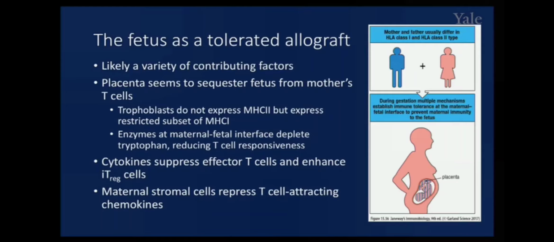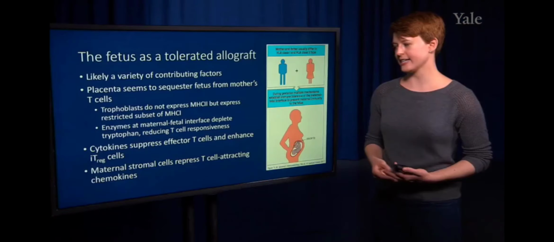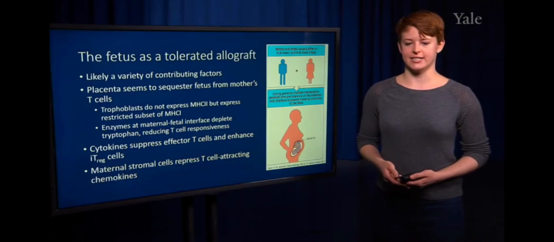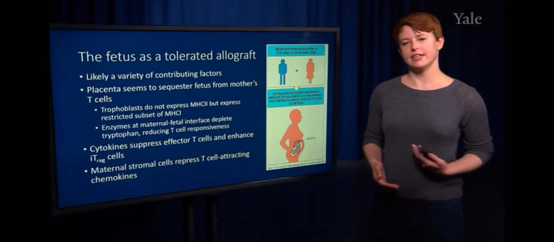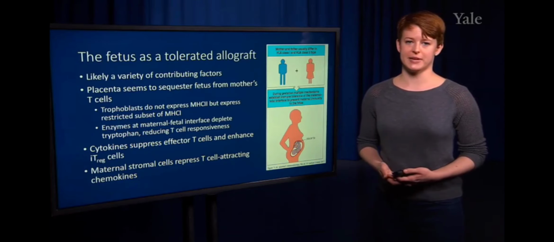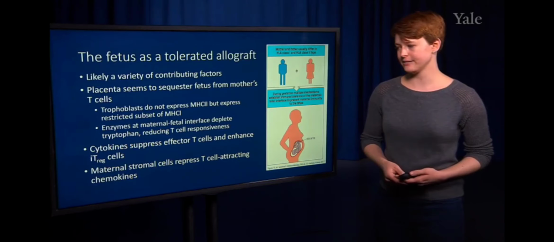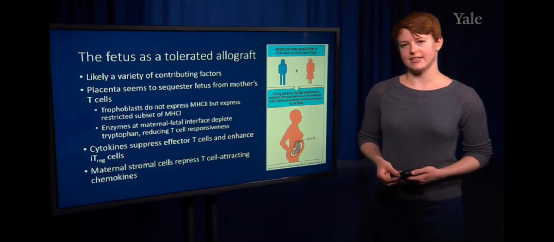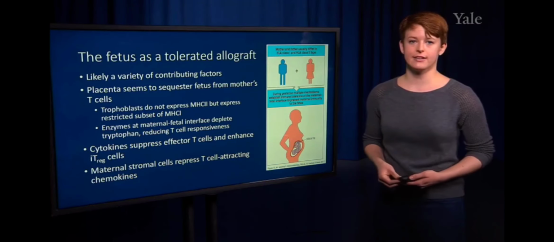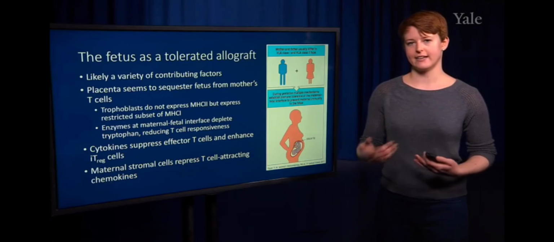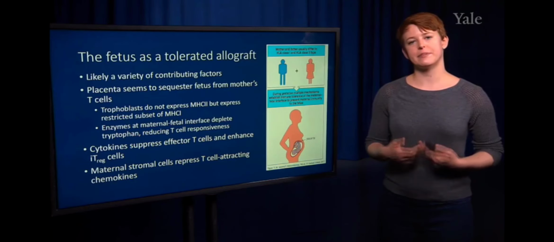We also see a milieu of cytokines that enhance induced Tregs while suppressing effector T cells. And this really helps to reduce the amount of inflammation at that interface and further prevent the T cells from attacking the fetus. And maternal stromal cells can also repress T cell attracting chemokines. So this helps reduce the signals to T cells in the body to come to that area. So it prevents migration of T cells there.